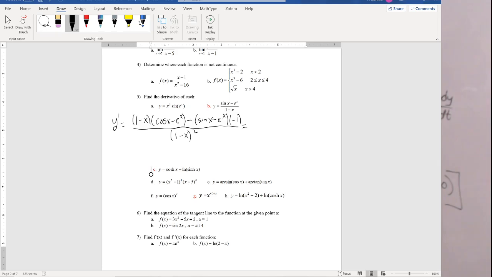All right. So then let's see if there's any simplification we can do. If we multiply out, this is going to be cosine x minus e to the x minus x cosine x plus x e to the x. And over here we're going to get plus sine x, and then finally minus e to the x.